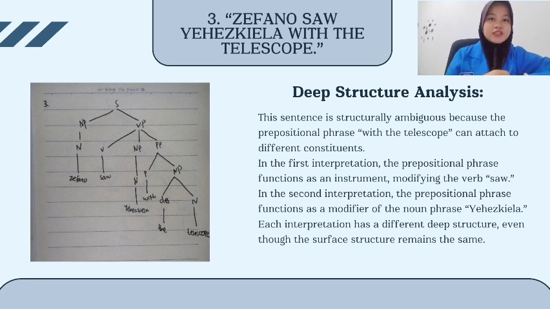Second interpretation, the prepositional phrase functions as a modifier of the noun phrase, Yehezkiah. This means Yehezkiah is the person who is carrying or with the telescope. Each interpretation has a different deep structure, even though the surface structure remains the same. This demonstrates how one sentence can have more than one structural meaning.